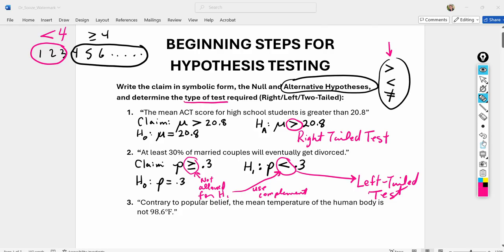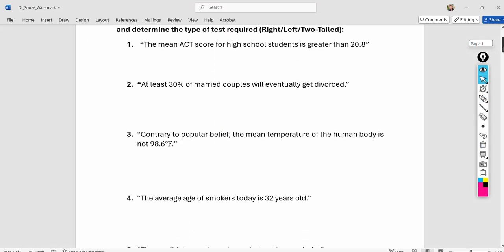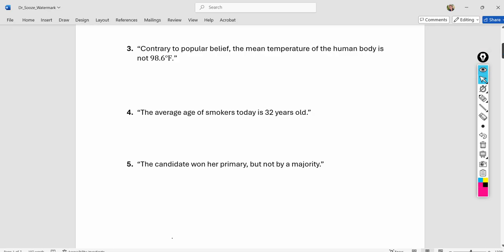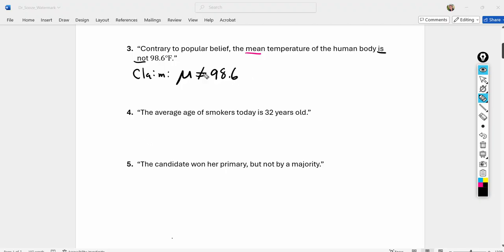All right, so now I'm going to scroll down. Contrary to popular belief, the mean temperature, okay, so my claim in symbolic form is that the mean temperature of the human body is not. So I'm going to use the not equal to symbol. And I'm not going to write the degree symbol. I'm not going to write Fahrenheit. We lose the units. My null hypothesis is always equality.